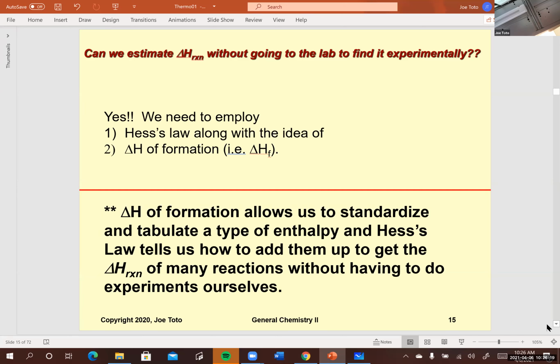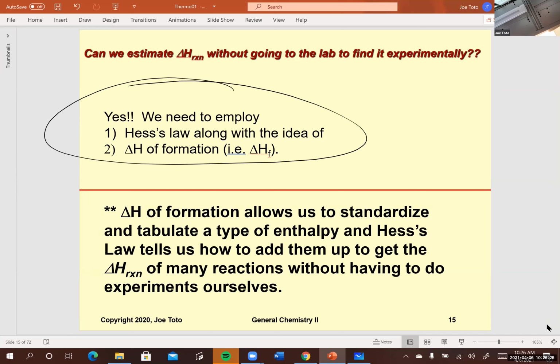And you probably guessed it. Yeah, there is a way. And a way to do that is to use Hess's law, which we're going to look at, and you may have seen that in Chem 200, Hess's law, along with this idea or this concept of delta H of formation. And together, these two concepts will allow us to theoretically calculate the delta H of any reaction by just looking up tabulated values. Okay, any questions so far?